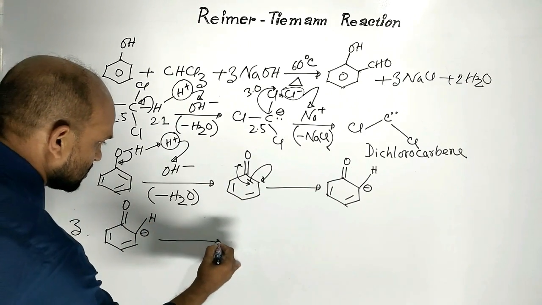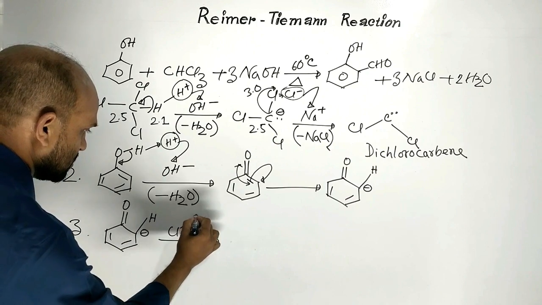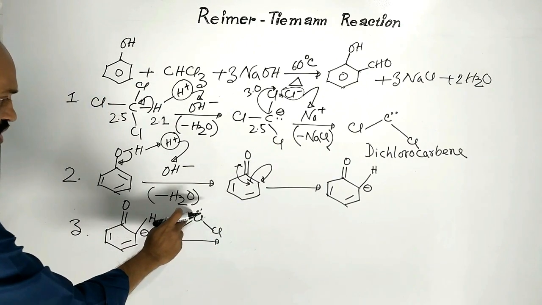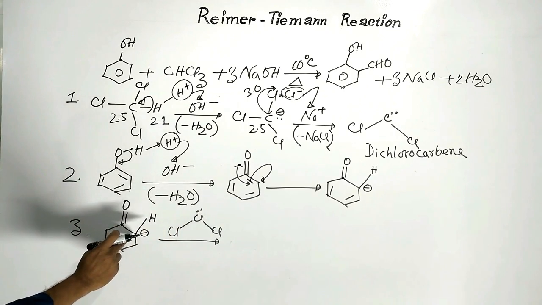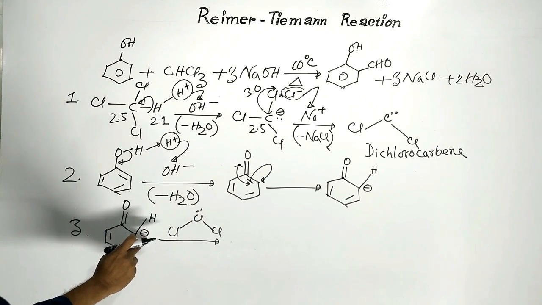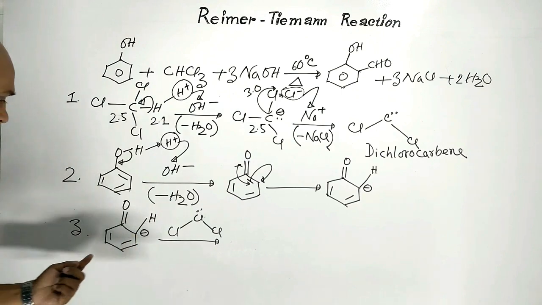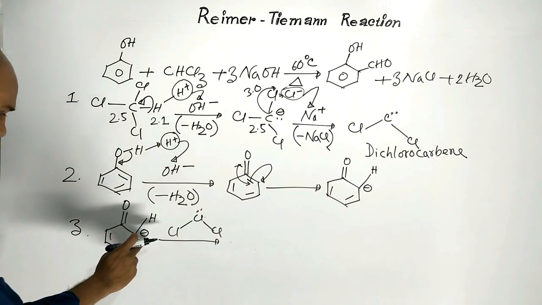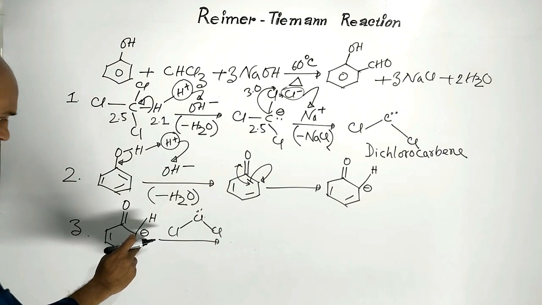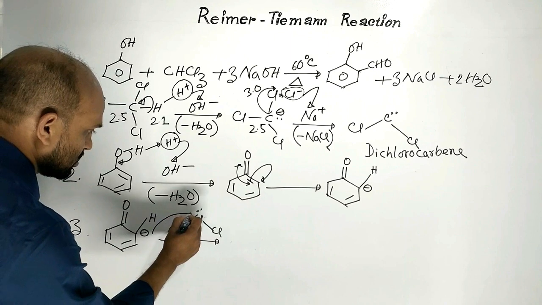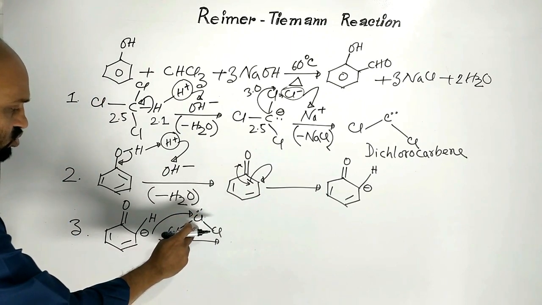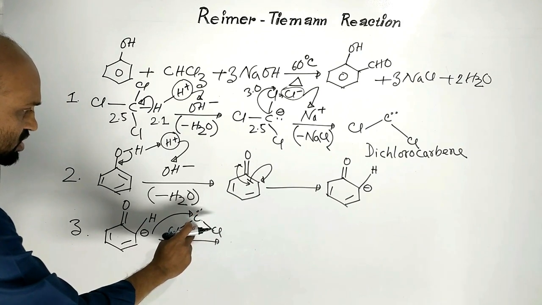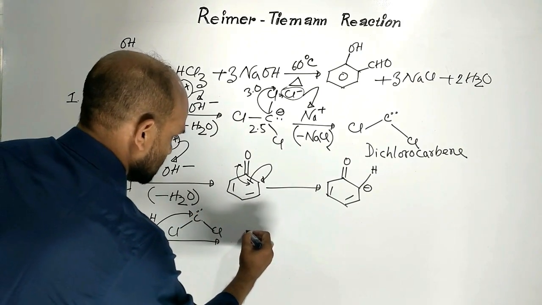Minus charge, dichlorocarbene with one pair of electrons. Here the ortho carbon carries one pair of electrons, that is, the ortho carbon is negatively charged here. Now this ortho carbon forms a coordinate covalent bond with this carbon of dichlorocarbene. Then this is formed.